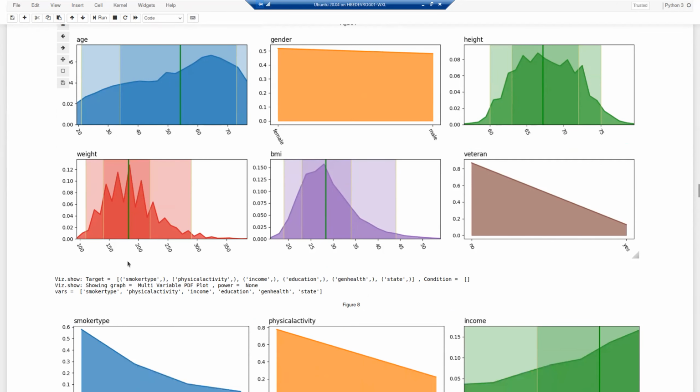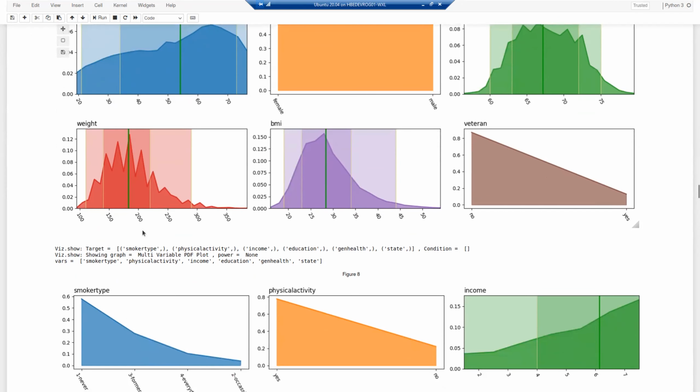Weight is kind of surprising, how spiky it is. And this has to do with the fact that people generally estimate their weight into buckets. So I'm 180 pounds as opposed to I'm 183 pounds, because your weight may vary from day to day. BMI, that's body mass index, is a very skewed distribution, as you can see. There's a question of, are you a veteran? And about 85% no and 15% yes.